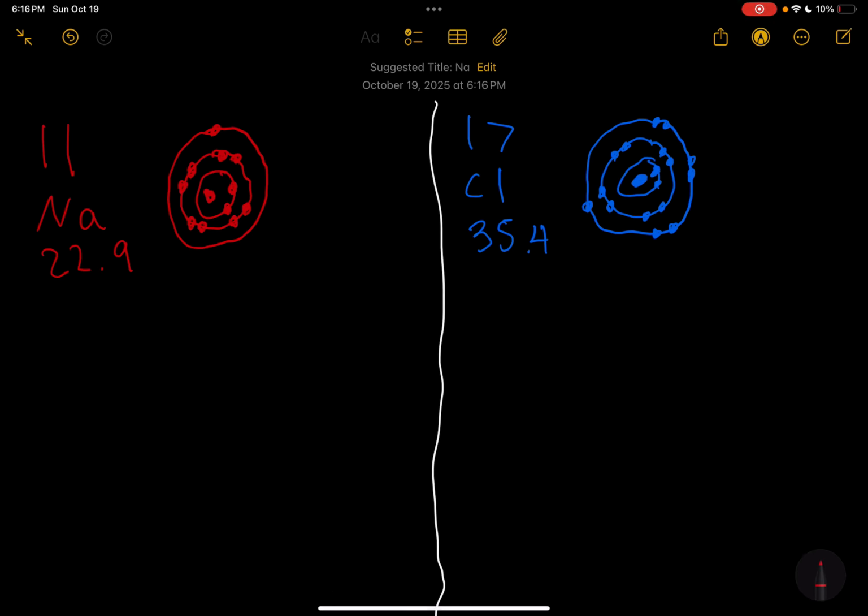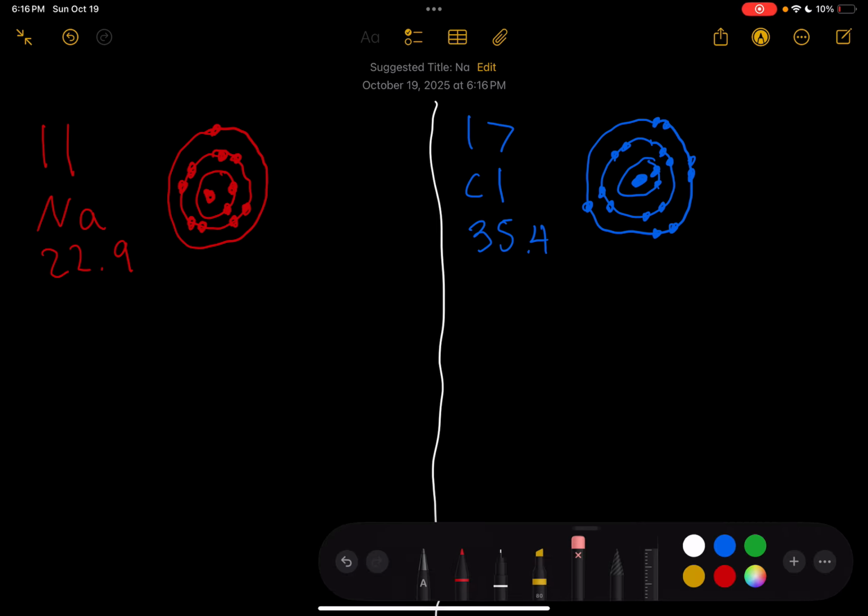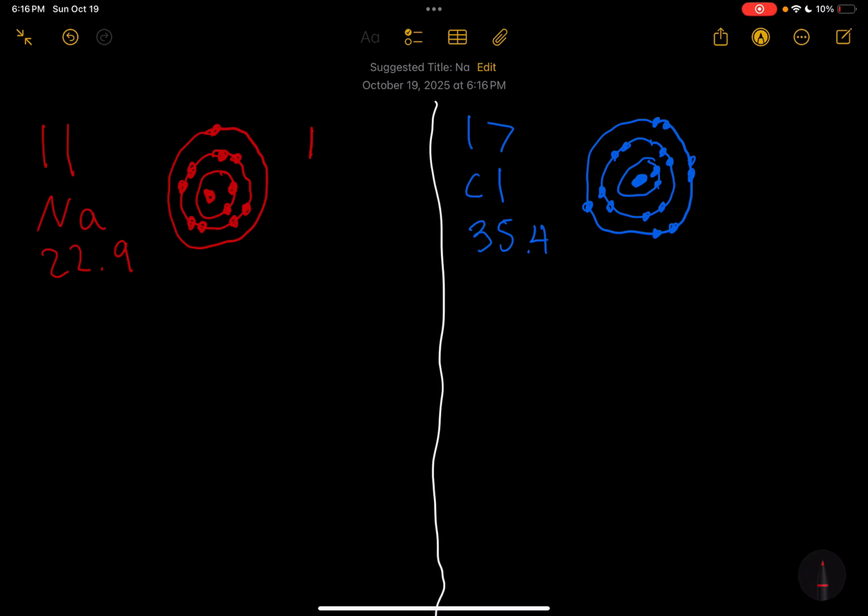Hello everybody. So today we are going to talk about charge and how it relates to atoms and ions. To start off, I have two examples here for you. I have sodium here, and I've drawn out the sodium atom. We know that sodium has, based on its atomic number, which is the number up there, 11 protons, so positively charged protons that are in the nucleus, and it has 11 electrons.